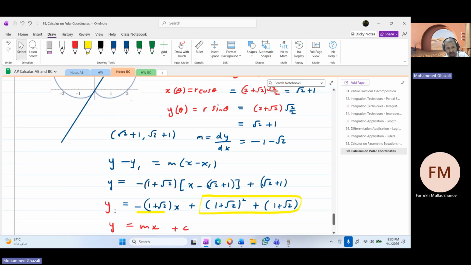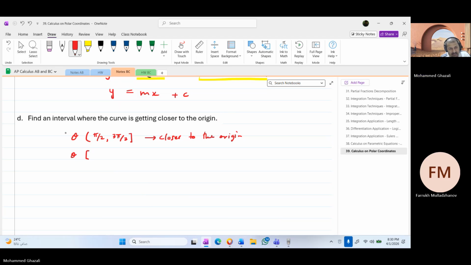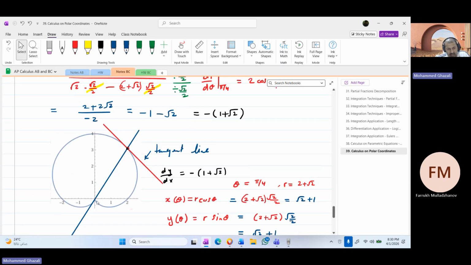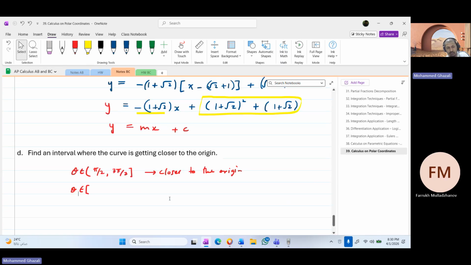And when theta is moving away from the origin, look at the graph. It's just visual answers here. What is this line here? This is the pi by 2 line. From pi by 2, you can see the radius is increasing until 4. So from pi by 2 to 4 is moving away from the origin. 3 pi by 2 you can't include, because that's further from the origin.